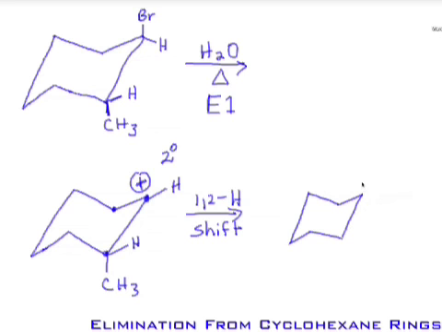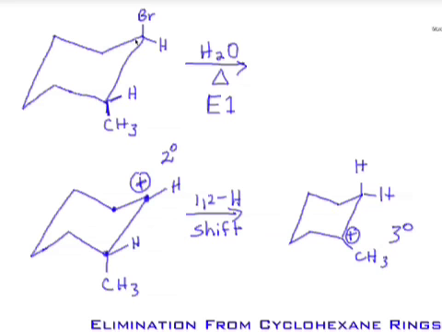And the H will shift to here. My CH3 will still be here, and I'll have a plus. Now this carbocation is tertiary. So it's a more stable carbocation, and as such, it will form.